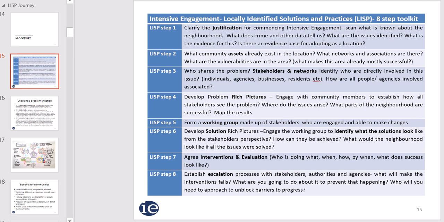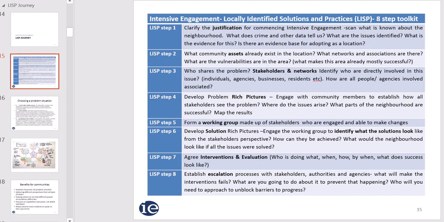So the problem analysis stage is step 4. From that problem analysis stage, we will then have time to establish step 5, which allows us to bring together the most engaged and most capable people to form a working group, and therefore move on to step 6 to think about what would the place look like if all the problems were fixed, and develop a vision for what the district would look like in the future with all the problems that have been dealt with.